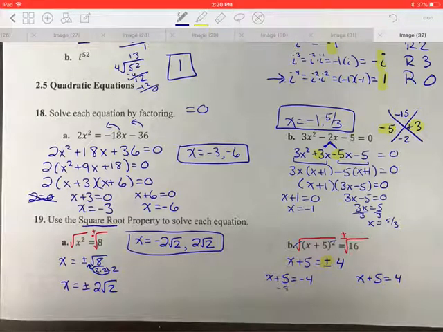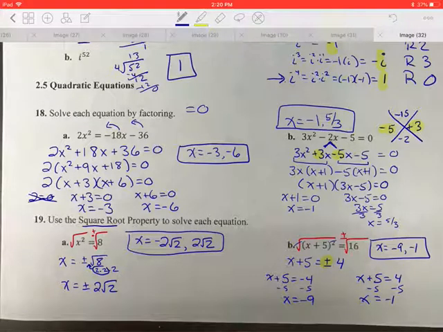Okay, so I'm going to minus 5 to both sides. I get x equals negative 9. And I get x equals negative 1. Okay, so my two answers are negative 9 and negative 1. So that shows two of our quicker methods for solving quadratics. Factoring is always a good method, but not everything factors. Square root method is great if you have something squared but no x term by itself.